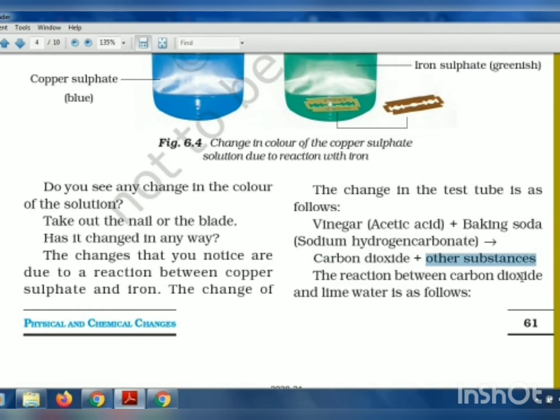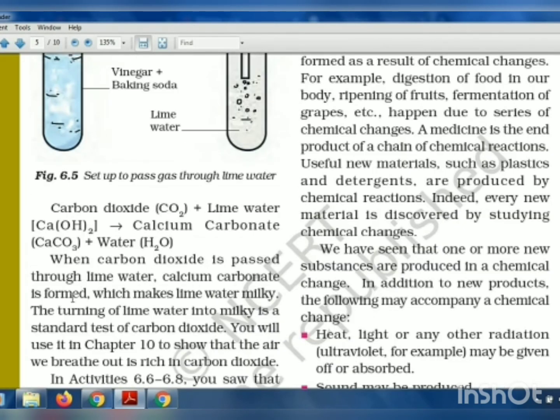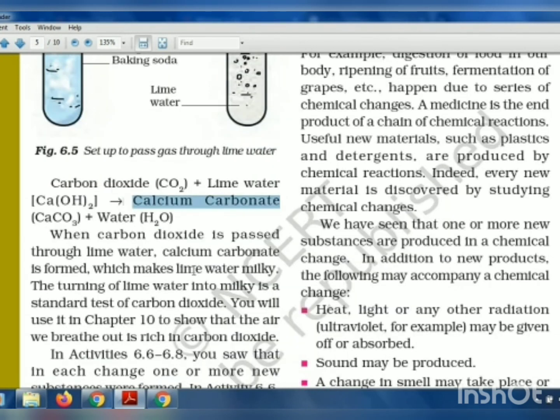Now the reaction between carbon dioxide and lime water. When you pass that carbon dioxide into lime water, it forms calcium carbonate. Carbon dioxide plus lime water forms calcium carbonate and water, which makes the lime water milky. It turns white in color. So the turning of lime water milky is a standard test of carbon dioxide. It shows that the gas contains carbon dioxide. If carbon dioxide is there, then it turns milky, that is, white in color.